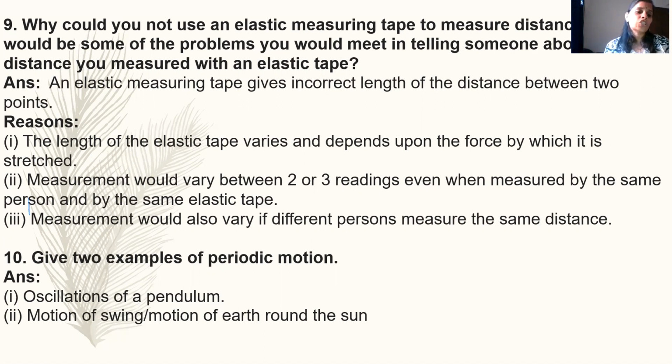And the last question: 2 examples of periodic motion. Here I have given 2, but you can write your own also. There's no problem at all. If you read the last paragraph of your textbook, you will get the examples of periodic motion. Oscillation of a pendulum, when the pendulum moves from one place to another, is an example of periodic motion. Motion of a swing. Motion of the earth around the sun. That is also an example. Heartbeat.